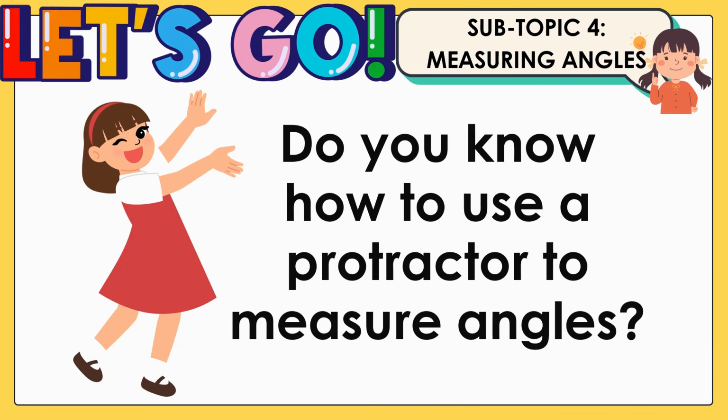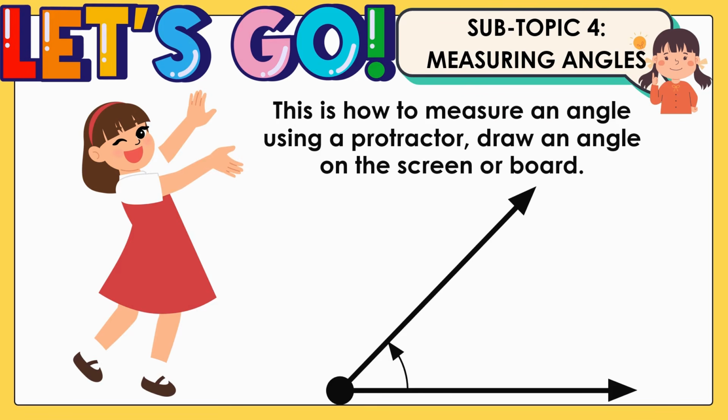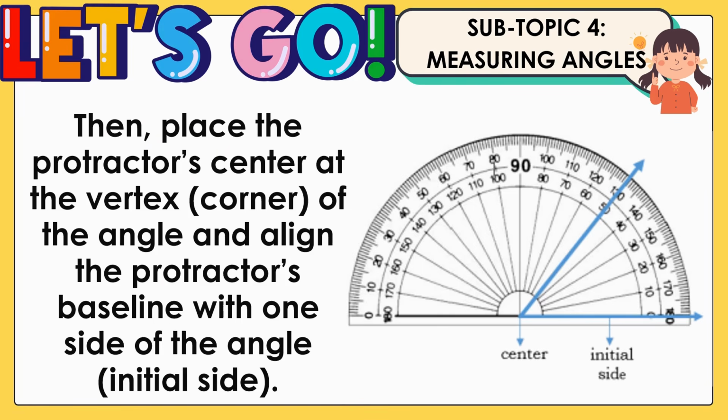Do you know how to use a protractor to measure angles? Let's start. This is how to measure an angle using a protractor. Draw an angle on the screen or board. Then, place the protractor center at the vertex or corner of the angle and align the protractor's baseline with one side of the angle or the initial side.